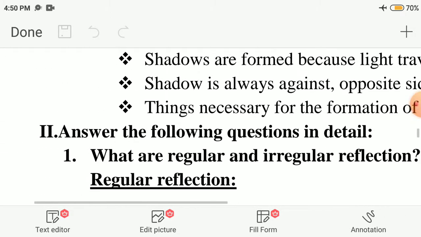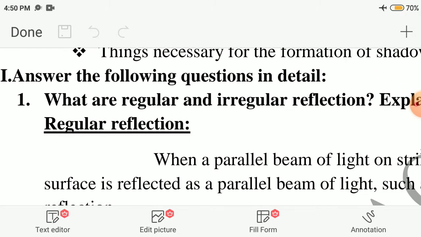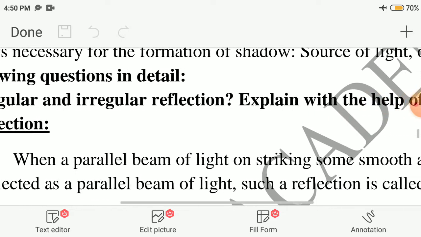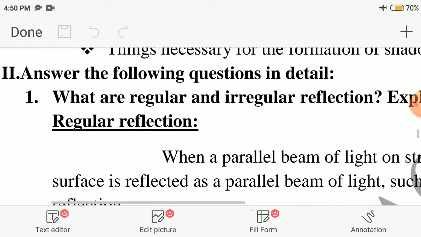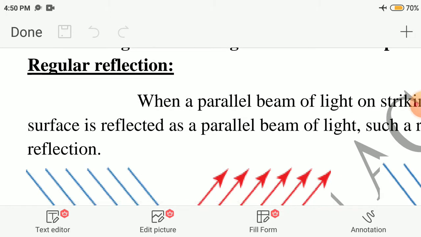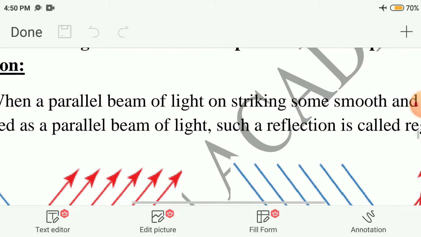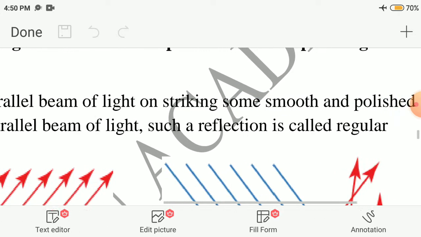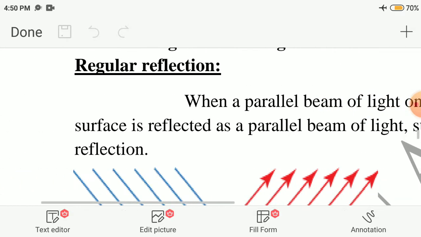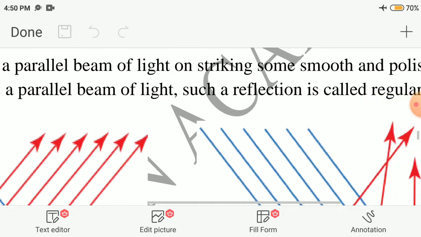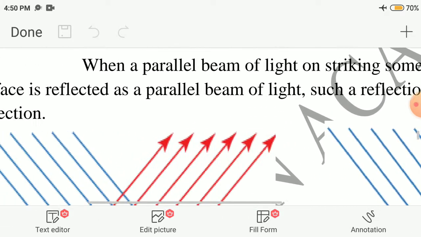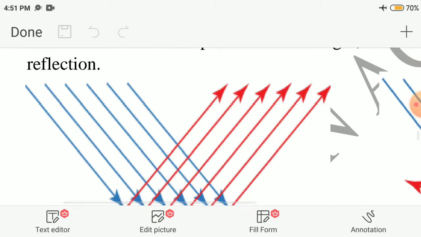Next, second Roman numeral: answer the following questions in detail. First question, what are regular and irregular reflection? Explain with the help of diagrams. Regular reflection: when a parallel beam of light striking a smooth and polished surface is reflected as a parallel beam of light, such a reflection is called regular reflection.